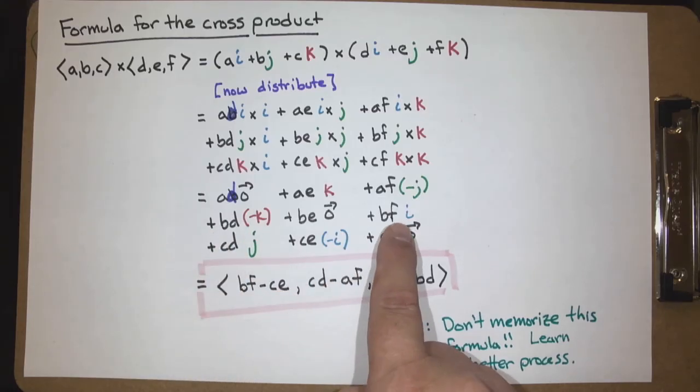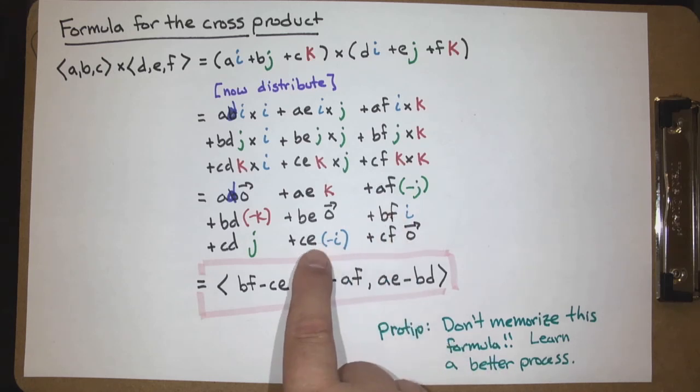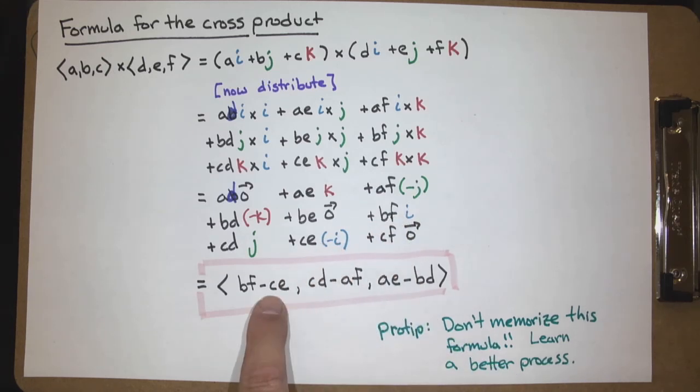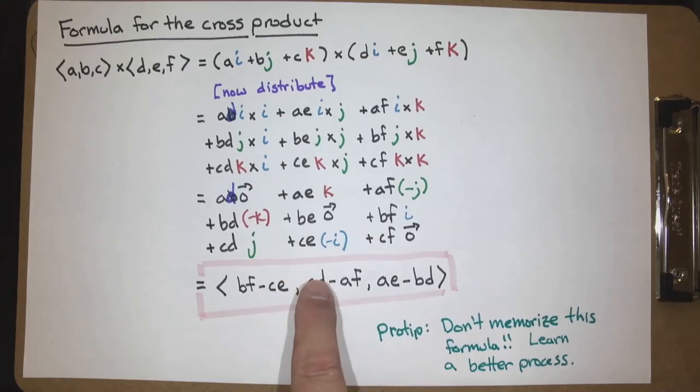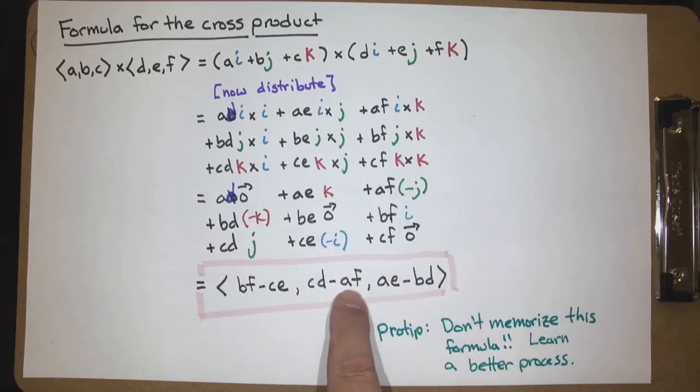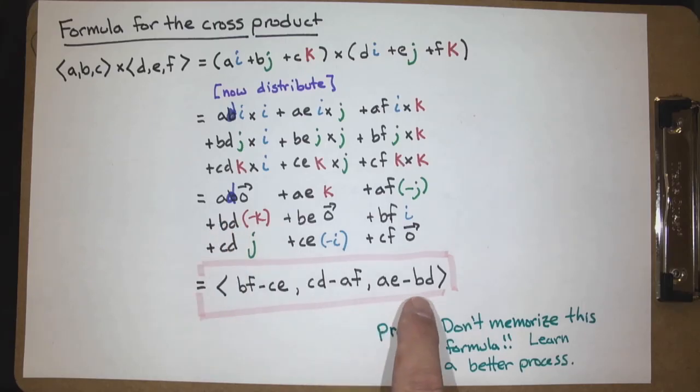So for example, for the first coordinate, which is the I coordinate, you have B times F minus C times E. For the J, you have C times D minus A times F. And for the K, you have A times E minus B times D.